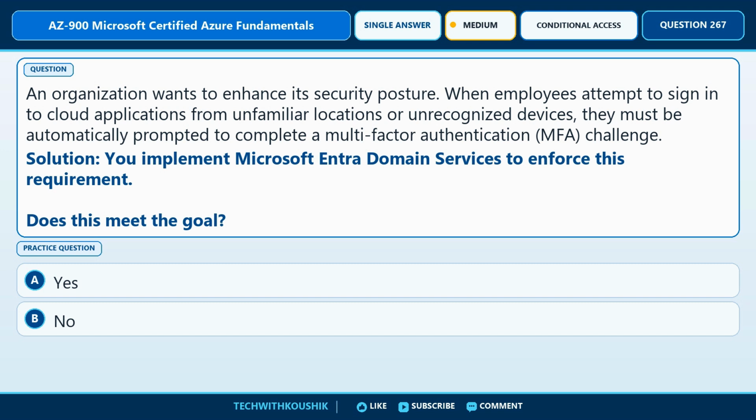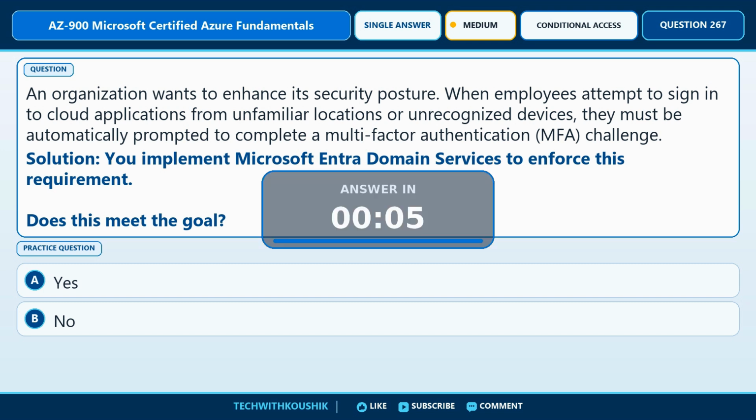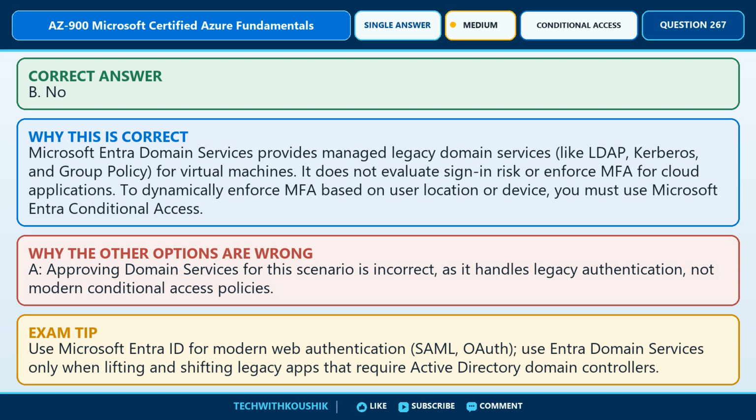Solution: you implement Microsoft Entra domain services to enforce this requirement. Does this meet the goal? Focus on what separates these choices. Option A, yes. Option B, no. Go with option B, no. Let's look at the reasoning. Microsoft Entra Domain Services provides managed legacy domain services like LDAP, Kerberos, and Group Policy for virtual machines. It does not evaluate sign-in risk or enforce MFA for cloud applications. To dynamically enforce MFA based on user location or device, you must use Microsoft Entra Conditional Access.